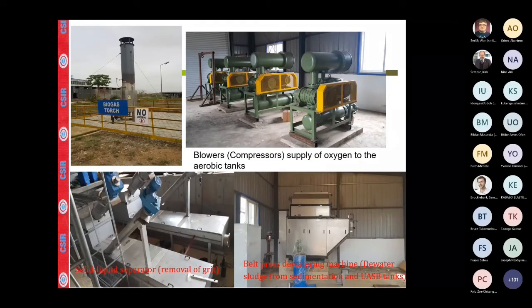What they generate, actually, they flare it up, because according to them, they don't have it in huge commercial quantity to be able to feed onto the national grid. So they flare it up. So these are some of the instruments that they use for their activities. It's a very effective plant that produces biogas and then biofertilizer.